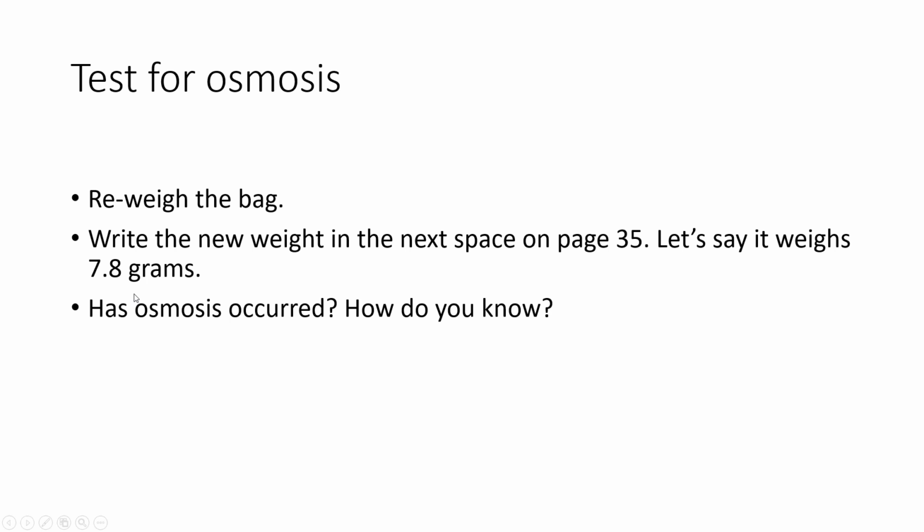It's gained weight. The next two questions help to explain why that happened. Has osmosis occurred? Yes. Water moved into the bag to try to dilute that starch. How do we know that it happened? The bag gained weight. And the only way the bag could gain weight is if something were to have entered the bag and the only thing that it had around it was water. So osmosis is essentially defined as the diffusion of water through a semipermeable membrane, and that's what happened here. So yes, osmosis occurred. We know because the bag gained weight.